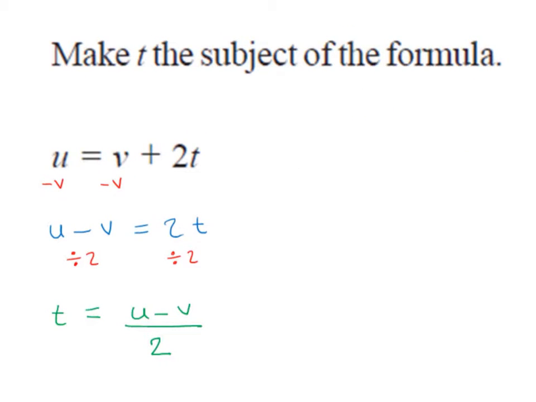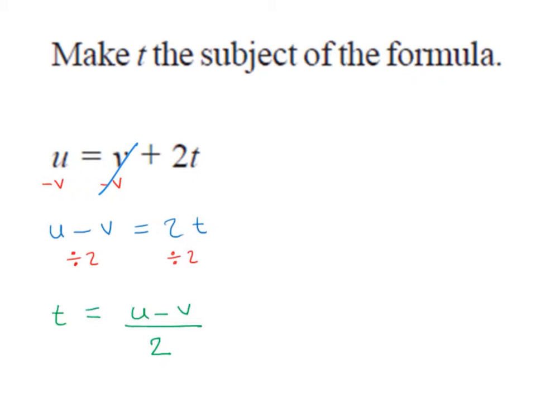So I follow the same rules as the last example. In this case, I want to make T the subject, and I have U equals V plus 2T. So again, I start off by getting rid of the single letter first. If I want to get rid of V, I'm going to have to minus V so that they cancel. And if I minus V to the right of the equal sign, I minus V to the left. So I have U minus V on the left of the equal sign, and then just 2T on the right of the equal sign.